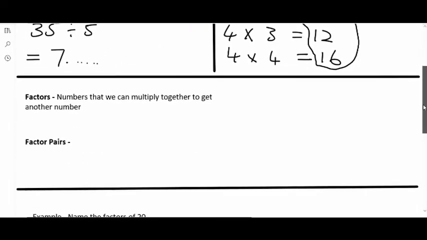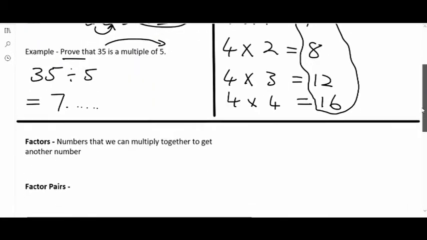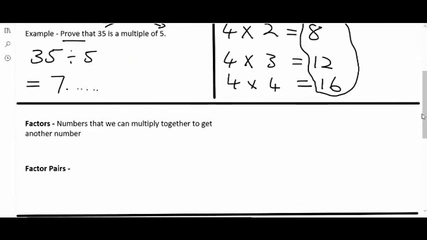The opposite of multiples would be factors. That's the point of this video, multiples and factors. A factor is a number or numbers that we can multiply together to get another number. When we were talking about multiples, we were talking about individual numbers. For example, 12 is a multiple of 4. But with factors, we don't really talk about them as individual numbers. We talk about them as factor pairs.